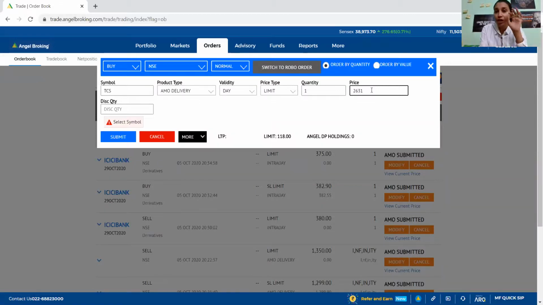Sorry, I just misplaced it. For 2600, it will be like 2599.90. Just 1 rupee and 2 rupees less than that. So this is how it works.